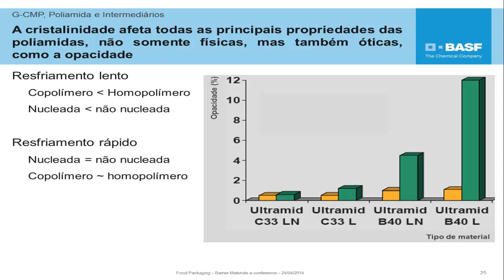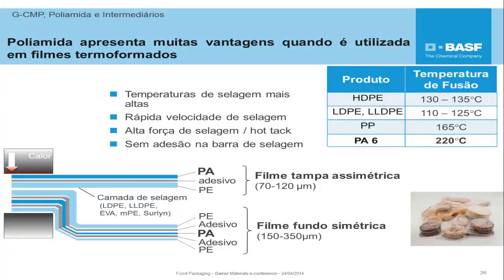Slide 26. After studying the properties of materials, fundamentally polyamides, let's move to the second part of the seminar, focusing on the applications of these materials. We saw that the crystallinity is affected by the speed of cooling of materials and the different types of process. We will have bigger crystals in the case of the bubble or blown film process with cooling air, and smaller crystals in the case of cast system with water cooling.